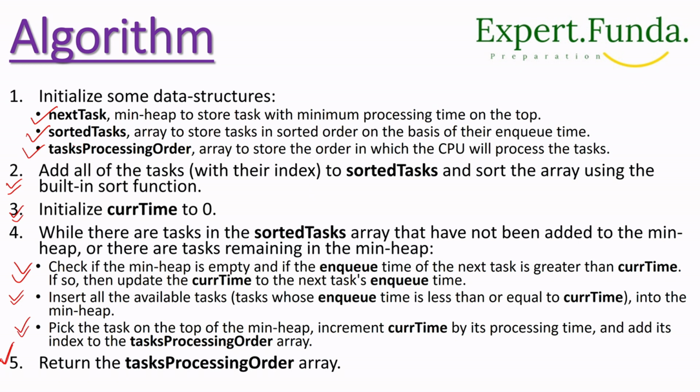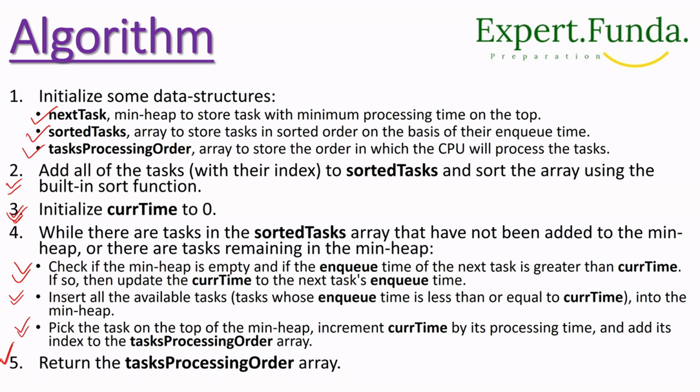So what are the things: first we will initialize next tasks, sorted tasks, then processing order. After that we will add all the tasks to the sorted tasks, and then we will sort the array using the built-in sort function. Next we will initialize the current time to 0, and while the sorted tasks are not empty, we will move through all the tasks and do some updates.